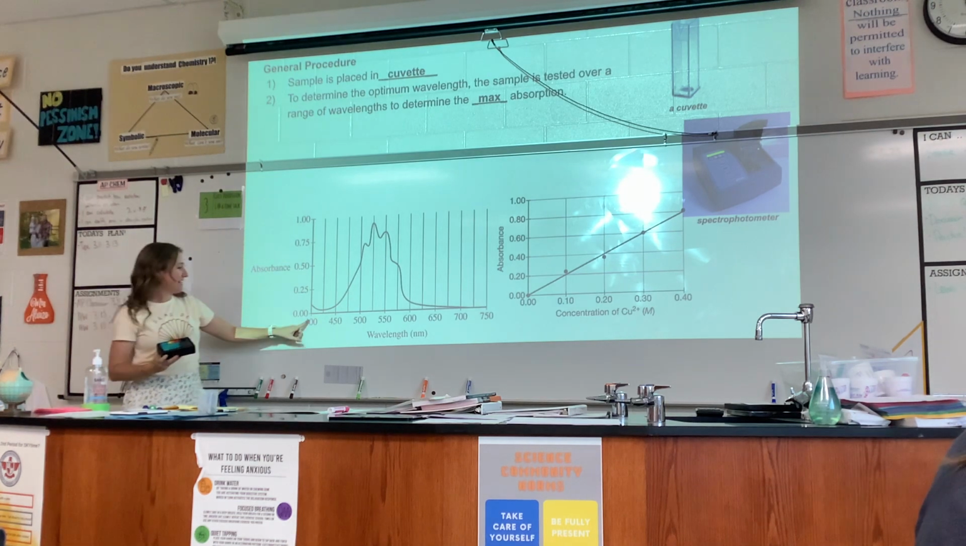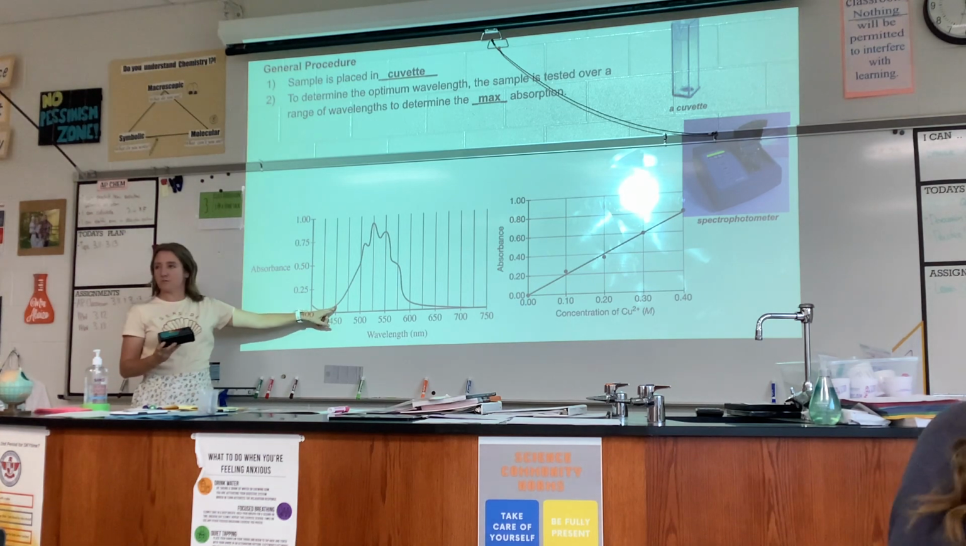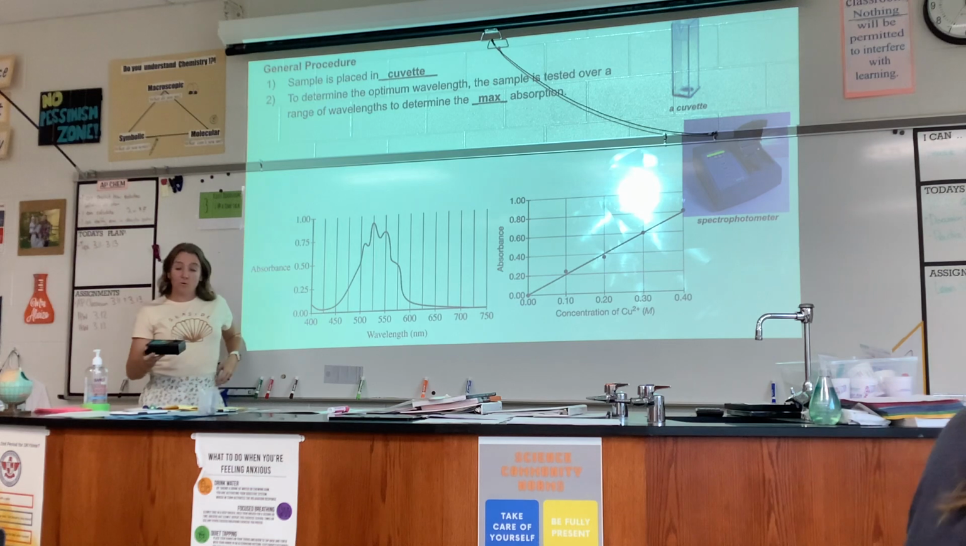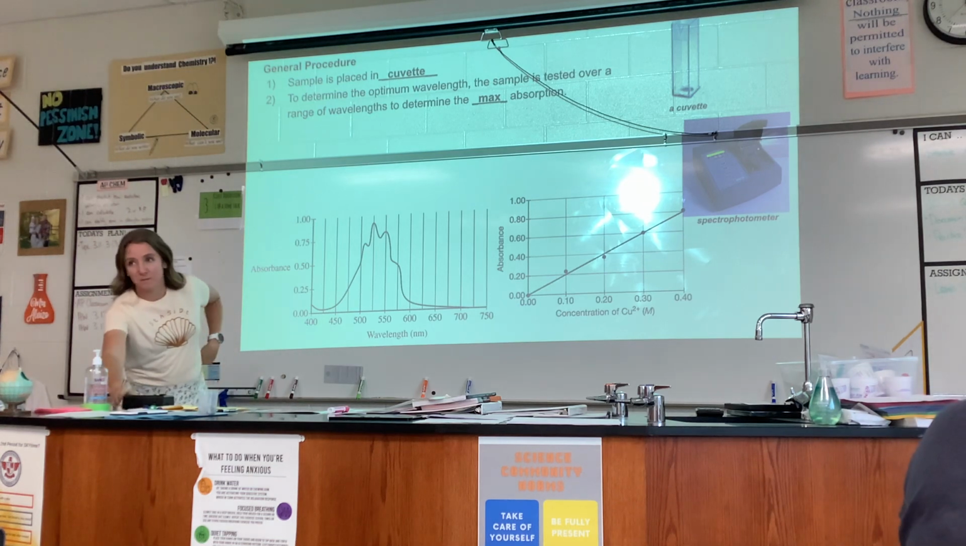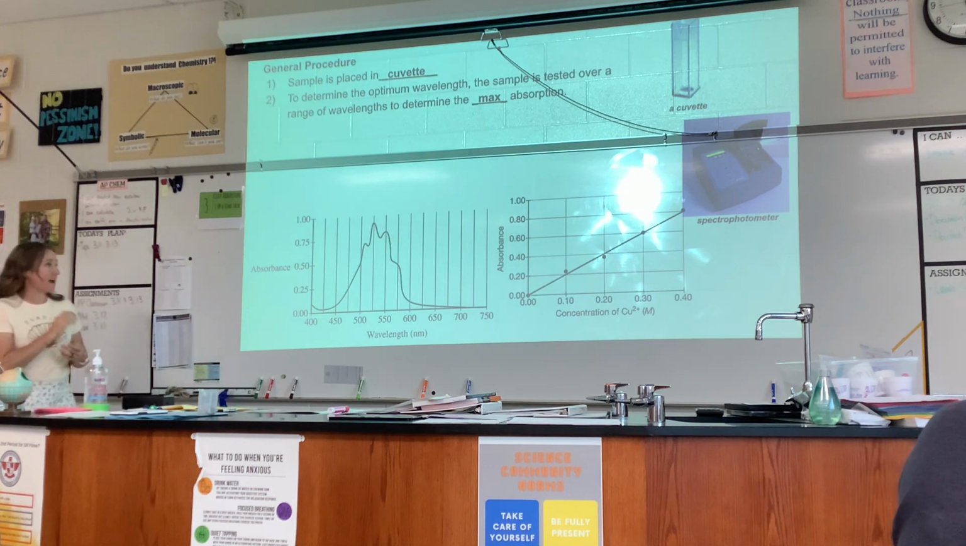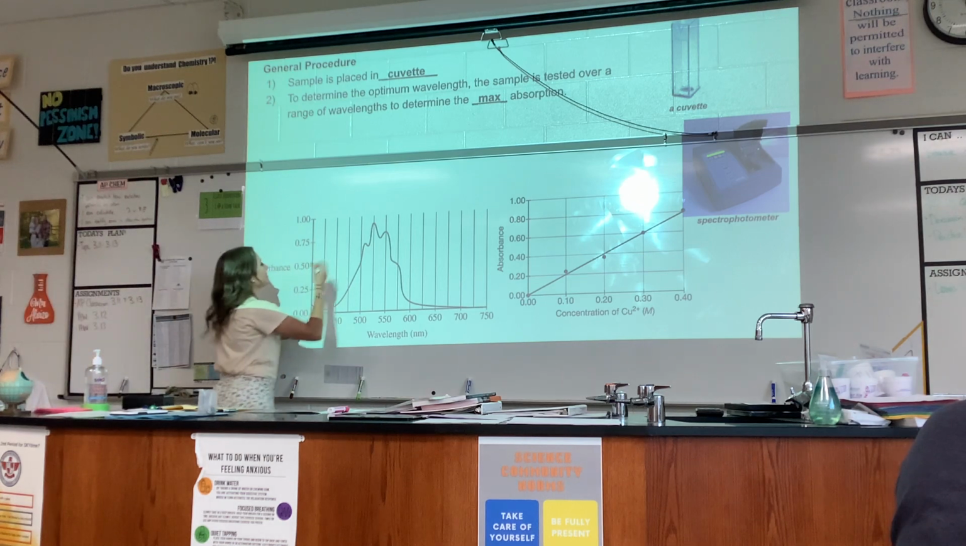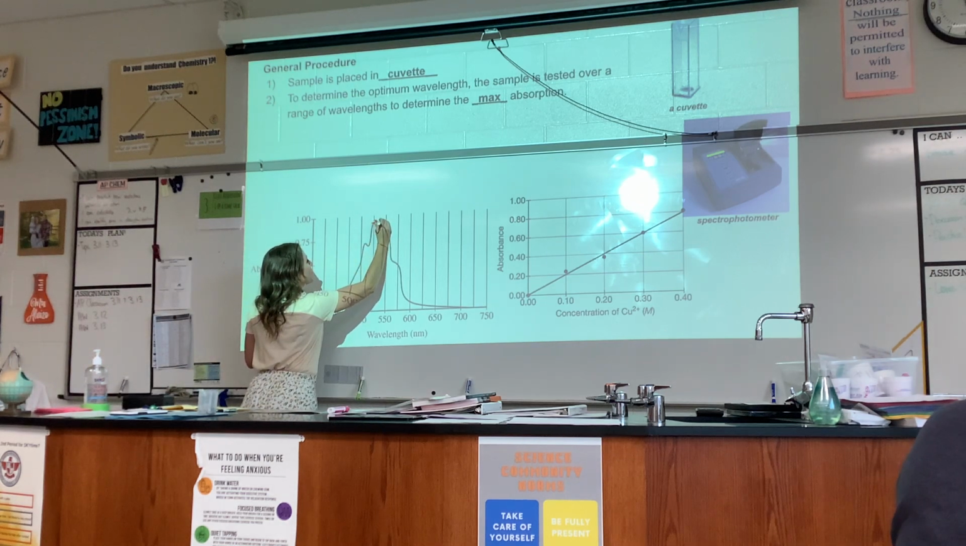It says, hey, at this wavelength, we got this absorbance. At this wavelength, we got this absorbance. What we're looking for is the maximum absorbance wavelength, because that's what we want to test this sample at. So on this graph, what would be our maximum? Yeah, so right here, this is what we would call the max.